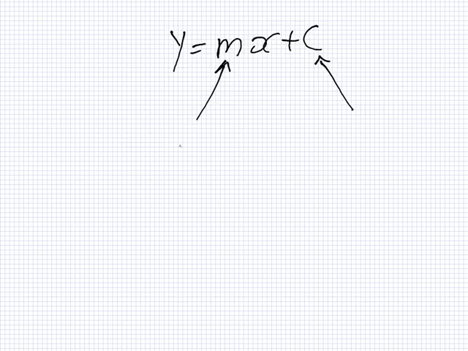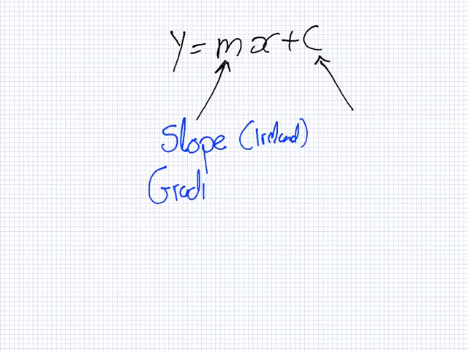Okay, I'll tell you. So this M has two names, yeah. You can call it the slope, which is what we call it in Ireland. Or you can call it the gradient, which is what they call it in the UK. What about the C? Does anyone know?